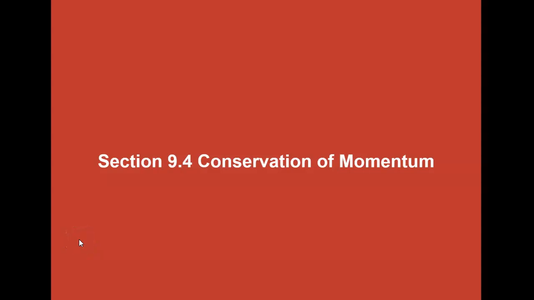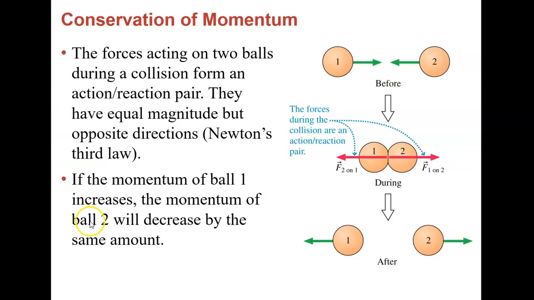Right, so this is the second part of Unit 5 on dealing with conservation of momentum and collisions. Conservation of momentum basically says that momentum in a system is neither gained nor lost, it just changes form.